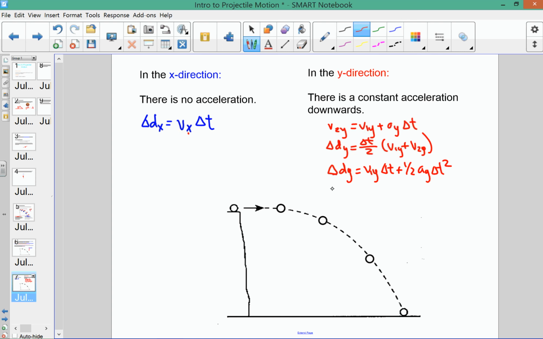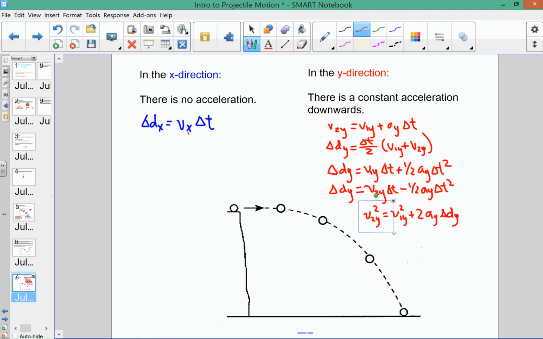Next step, we're still talking about displacement in the y direction, but this time we've got v2y, subtract 1/2 acceleration in y delta t squared. And finally, our fifth equation is v2 squared equals v1 squared plus 2 acceleration delta dy.